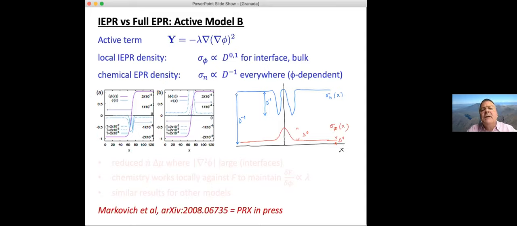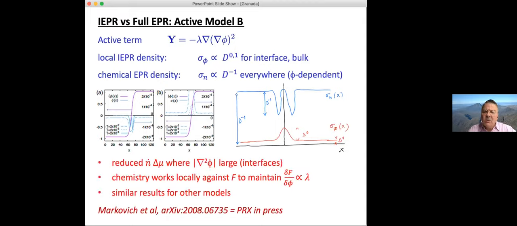I get D to the minus one everywhere, but it still depends on phi because the off-diagonal Onsager coupling has got phi in it. And so what I actually get when the dust settles is this blue curve here, an enormous contribution, but one which actually has these strong structure of dips close to the interface. And then separately, at a higher order in noise, so a smaller contribution at low noise, is the informatic piece.